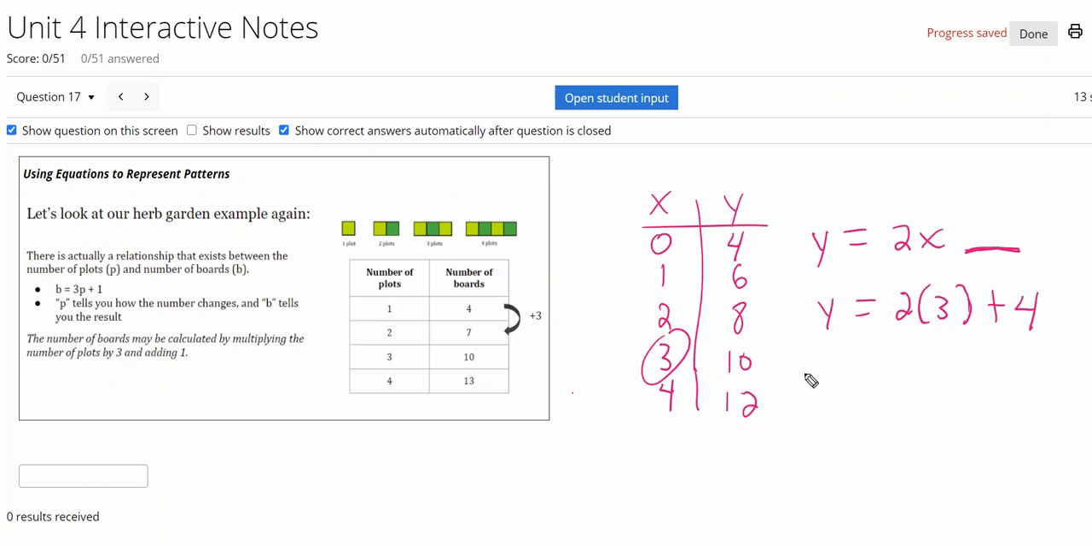Let's do it for the 4 too, just to set that in. So let's say we had y is equal to 2 times 4, right? So 4. And then I don't know what I need to add or subtract yet, but we can figure it out, right? 2 times 4 is 8. How much more do I have to get to get to 12? 4, right? So my answer must be 2x plus 4.